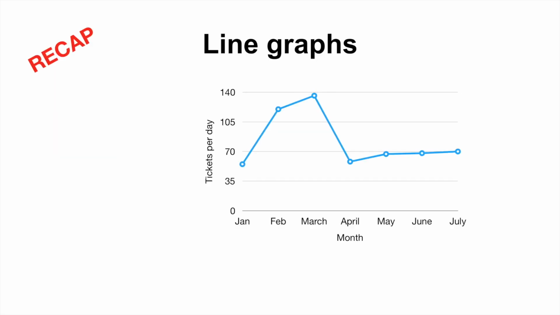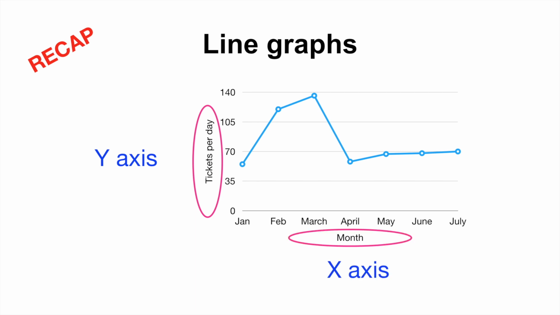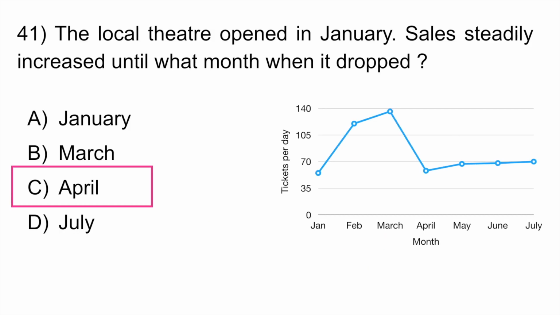So let's remind ourselves a little bit about line graphs. As always, remember that you have to look at the axes to know what you're looking at. The y-axis is telling you the number of tickets that were sold per day. And the x-axis is telling you the months. So you can see that they started in January, and then it went up in February, went up in March, and then you can see that there was a big drop in April. Okay, so the answer is C, April.